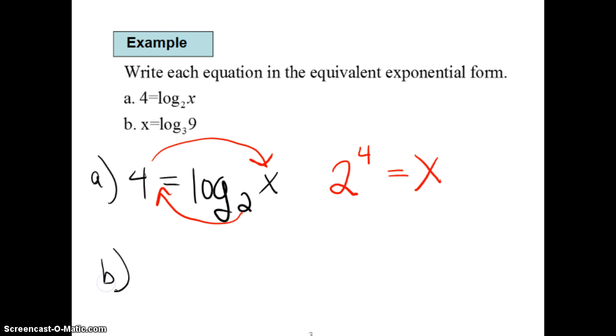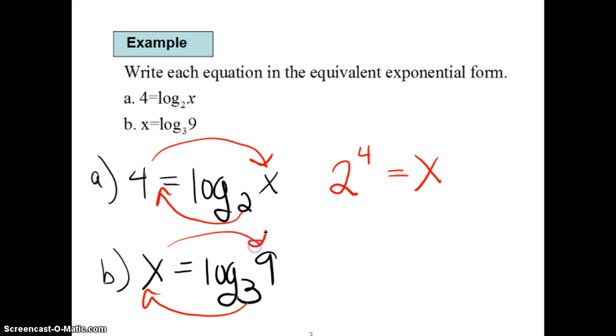Next, x equals log base 3 of 9. And I want to go up and over, and I get 3 to the x equals 9. Very simple conversions, guys. Don't get lost. Because when you get lost, then it all becomes Greek, and we're not trying to get to that point. So let's do a couple more examples.